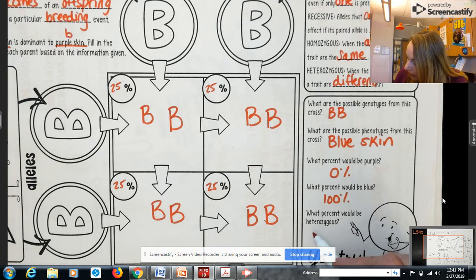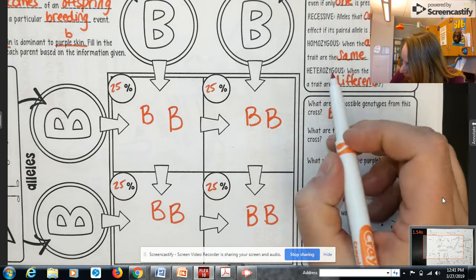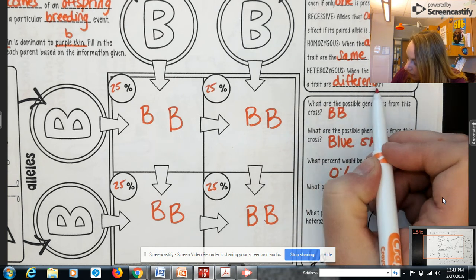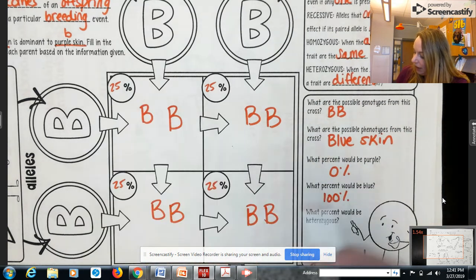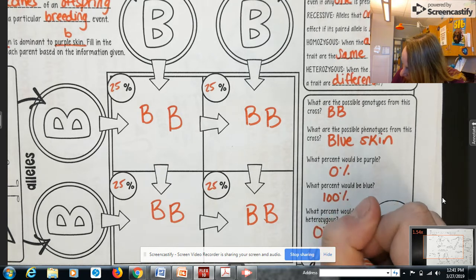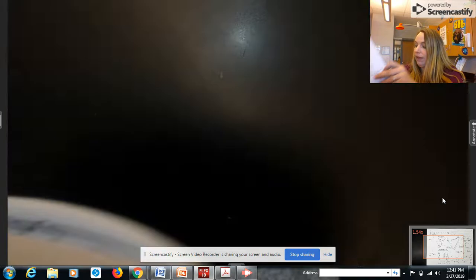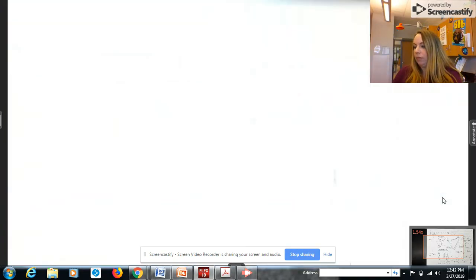And what percent would be heterozygous? So let's just go back here and see. That's when the alleles for a trait are different, like big R, little r. We didn't have any of that, so 0% were heterozygous. Okay? Just going to move on to the next example.